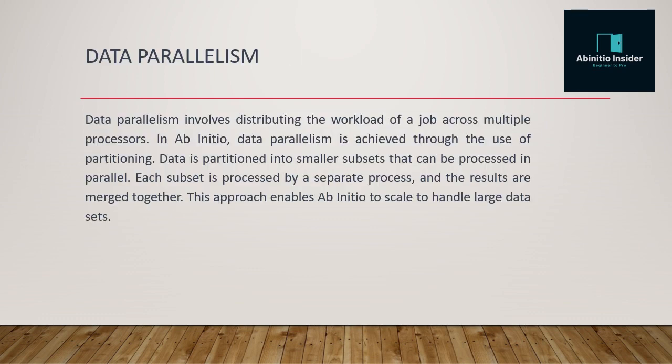Data parallelism involves distributing the workload of a job across multiple processes. In Ab Initio, data parallelism is achieved through the use of partitioning. Data is partitioned into smaller subsets that can be processed in parallel. Each subset is processed by a separate process and the results are merged together. This approach enables Ab Initio to scale to handle large datasets.